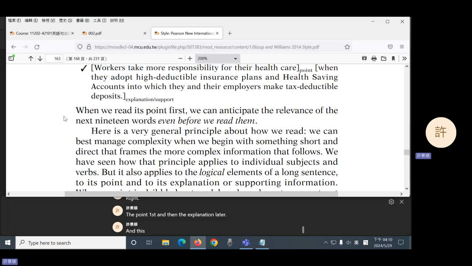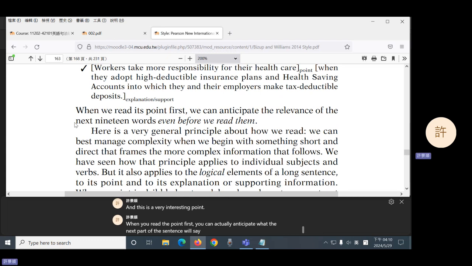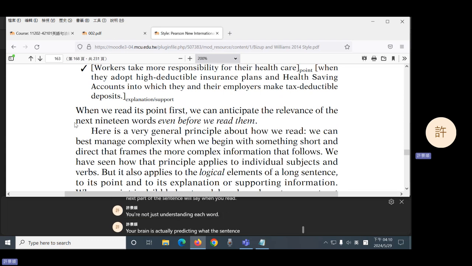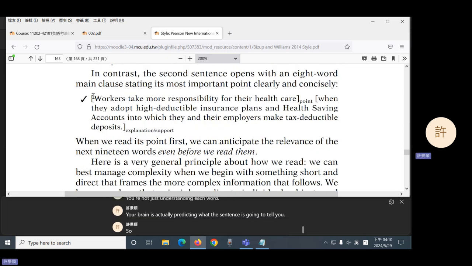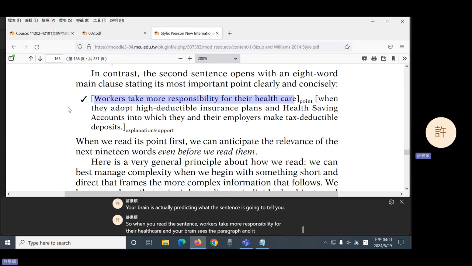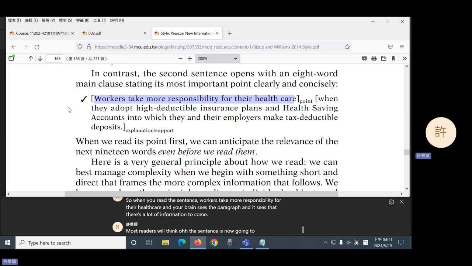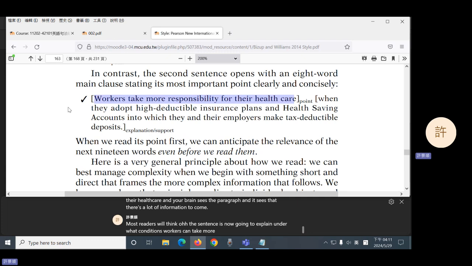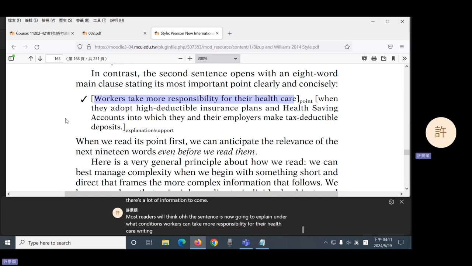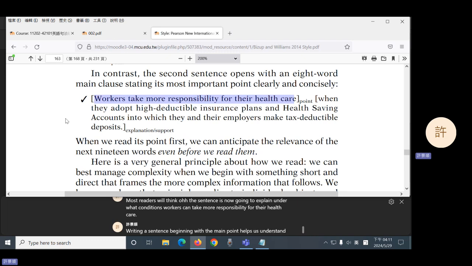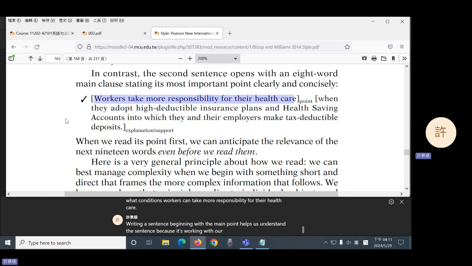And this is a very interesting point. When you read the point first, you can actually anticipate what the next part of the sentence will say. When you read, you're not just understanding each word. Your brain is actually predicting what the sentence is going to tell you. So when you read the sentence, workers take more responsibility for their healthcare, and your brain sees the paragraph and sees that there's a lot of information to come, most readers will think, oh, the sentence is now going to explain under what conditions workers can take more responsibility for their healthcare. Writing a sentence beginning with the main point helps us understand the sentence because it's working with our brain to predict this sentence.